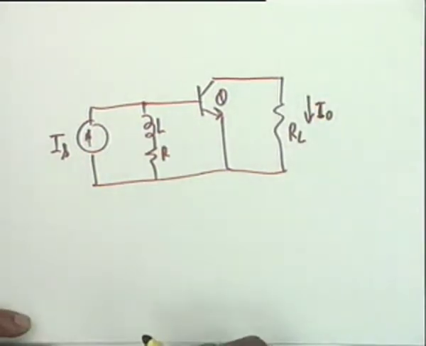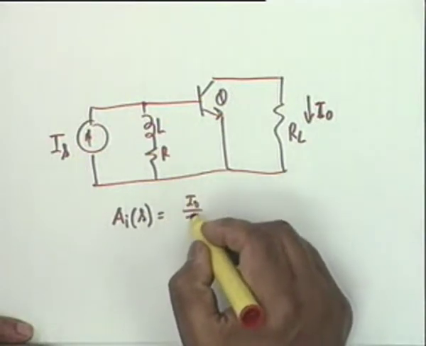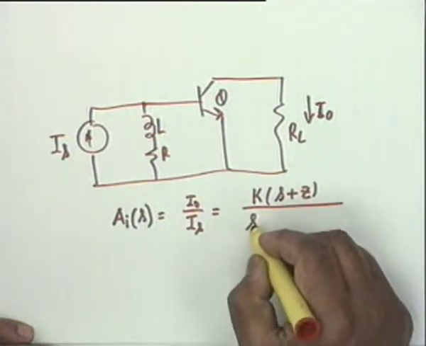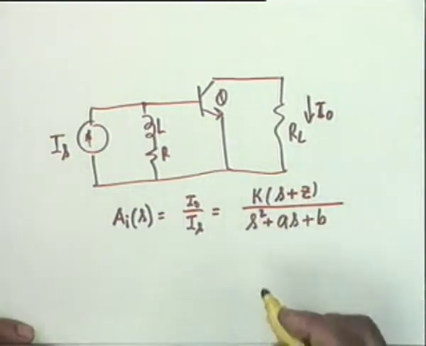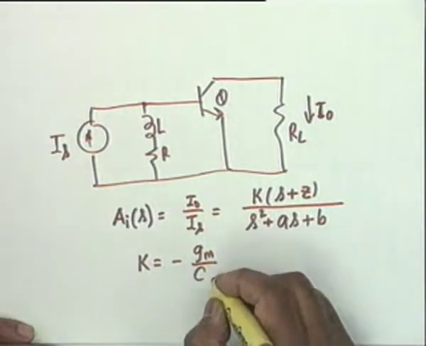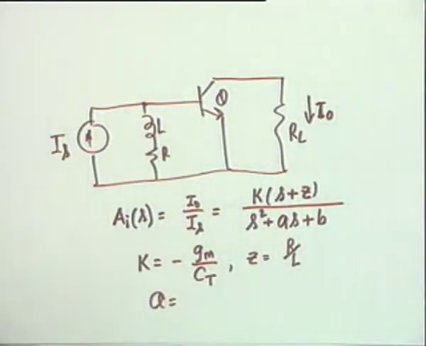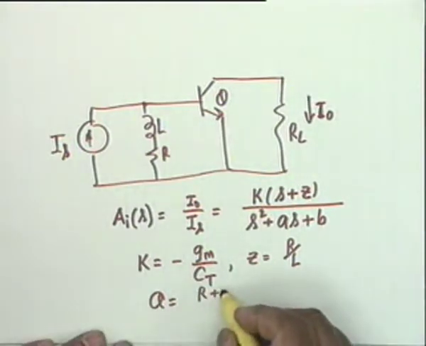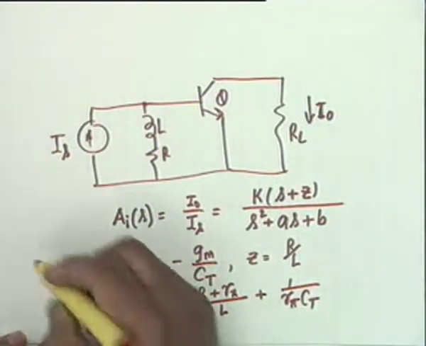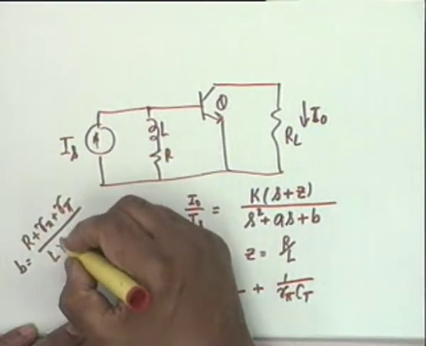The current is I0. And by drawing the equivalent circuit, we had shown that the current transfer function A_I(s), which is equal to I0 by I_S, is of the form K(s + Z) divided by s squared + As + B, where K is equal to minus gm by C_T, Z equals R by L, A is equal to (R + Rx) divided by L + 1 over R_pi C_T, and B is equal to (R + Rx + R_pi) divided by L R_pi C_T. Okay.